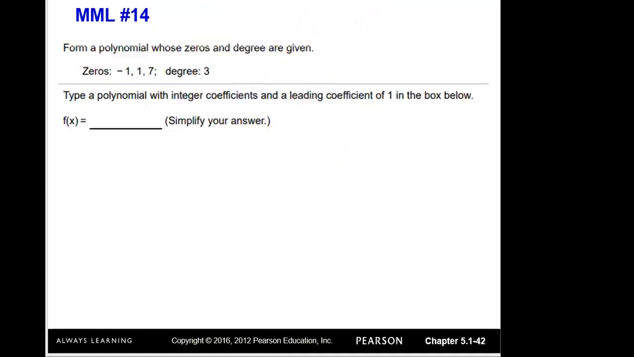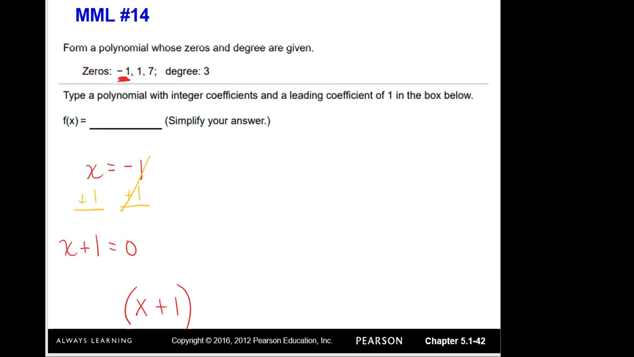Okay, now 14 says, form a polynomial whose zeros and degree are given. And you'll notice there's nothing that talks about multiplicity. So these are three separate answers. If the first zero is minus one, that means that x was equal to minus one. But to figure out what factor it came from, set it equal to zero. To set this equal to zero, I'm gonna add the one to both sides. That way this cancels out. And what I get over here is an x plus one equals zero. That's my first factor in my polynomial, x plus one.